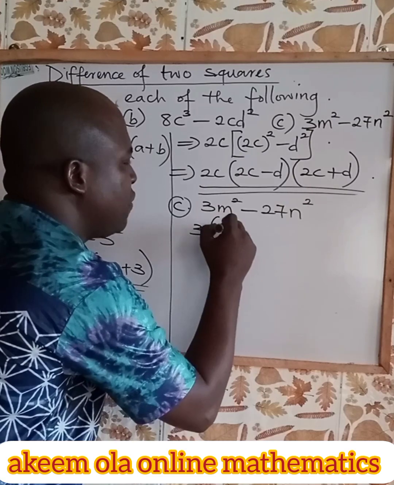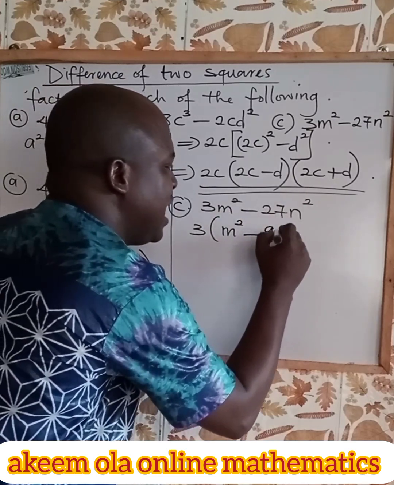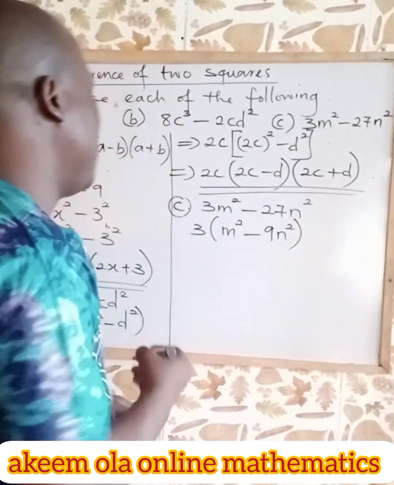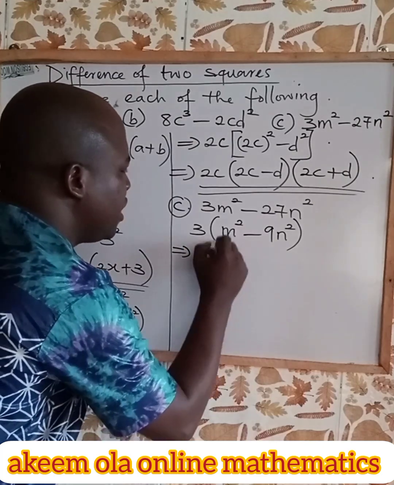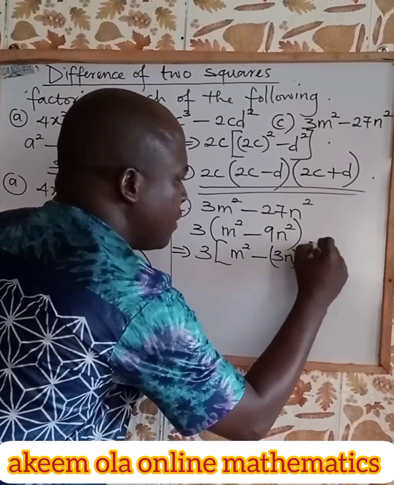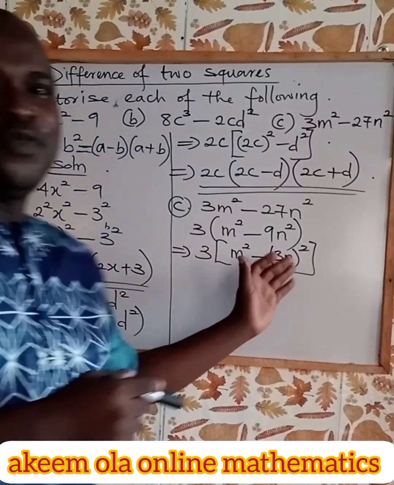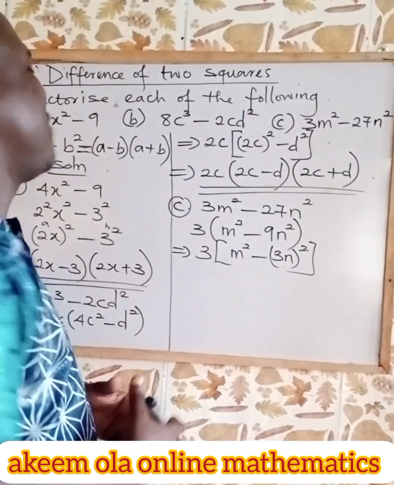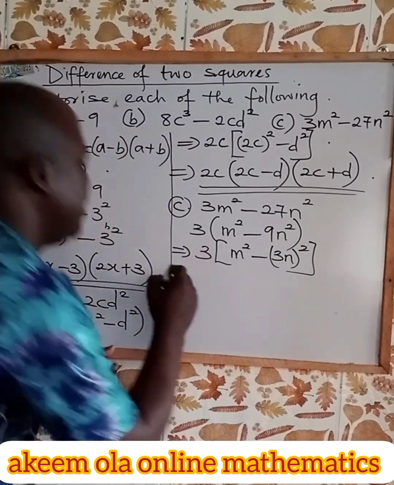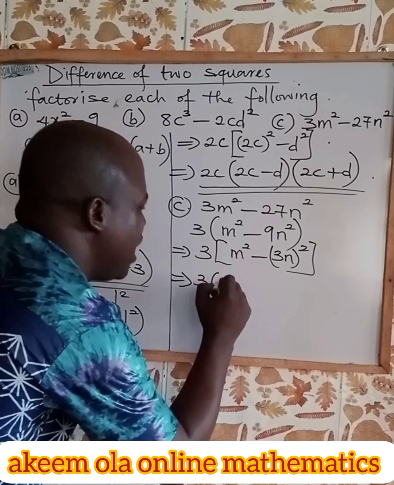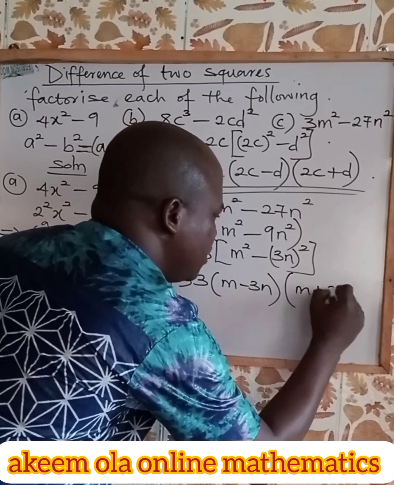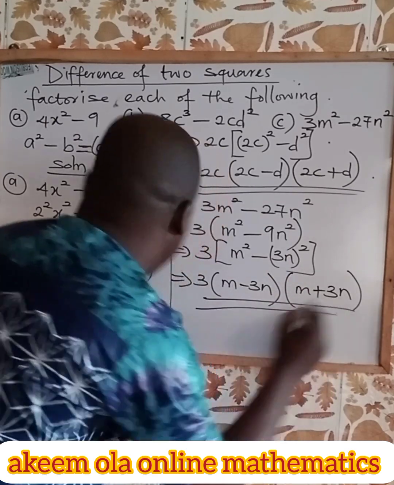If you move it down, you will have m squared minus 9n squared, which we can simplify further. You will have 3 into m squared minus (3n) squared, of which these two are now in difference of two squares. We can now solve it the way we have been solving difference of two squares. That means we are going to have 3 into (m minus 3n) into (m plus 3n). And this is our final answer.